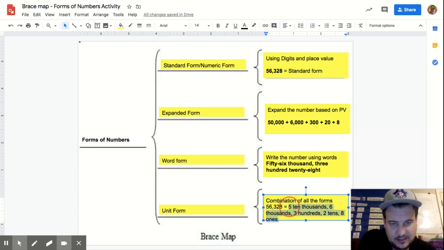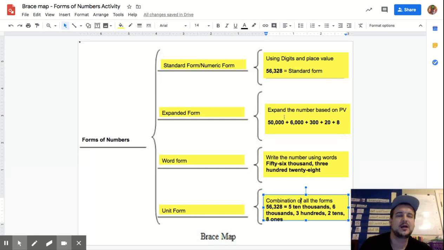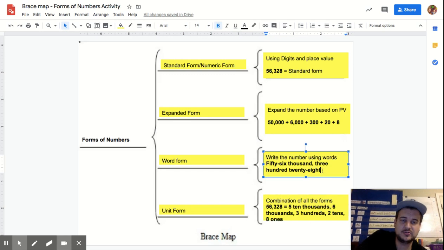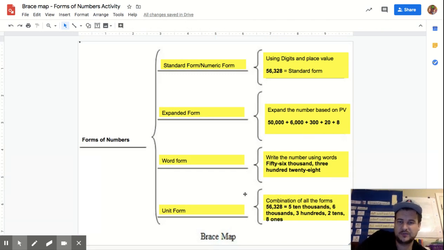So we have the standard form, 56,328. I just break it apart according to its place value, like we did in expanded form. I write the digit that appears in that place value. So there's a 5 in the 10,000s place. There's a 6 in the thousands place. There's a 3 in the hundreds place. And there are 2 tens in the tens place and 8 ones. And then I use words to name the period. So it's all 3. So we don't use that one that much, but you do need to know what it is for sure.